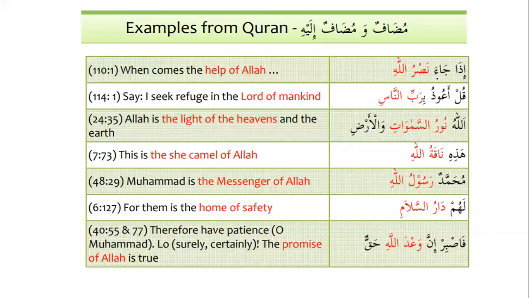And now we have a few examples from the Quran. إِذَا جَاءَ نَصْرُ اللَّهِ. So as we can see here, Nasrullah is mudaf ilayh. Nasru, as we can see here, doesn't have al, doesn't have tanween, and Ismul Jalalah is majroor. So when comes the help of Allah? إِذَا جَاءَ نَصْرُ اللَّهِ.